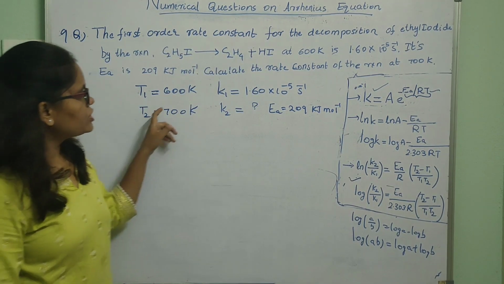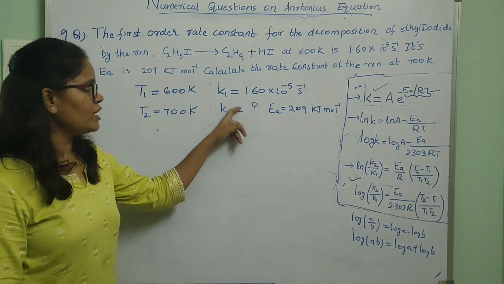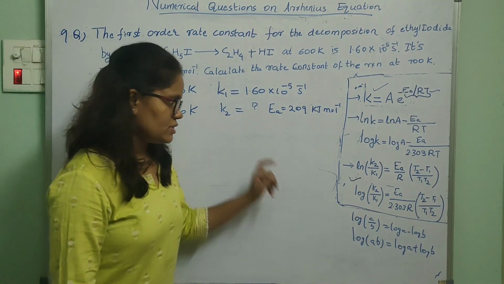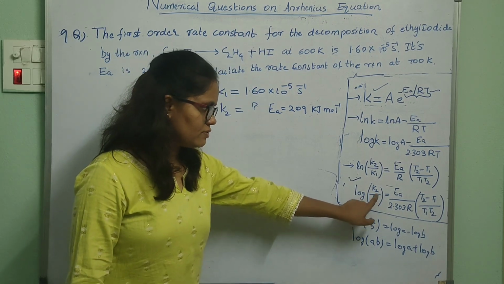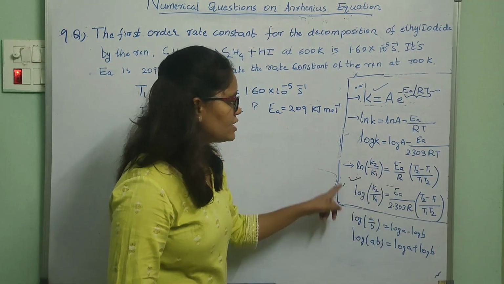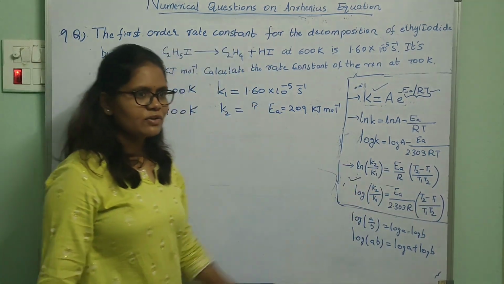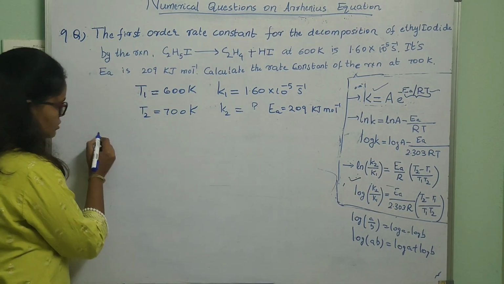So you have two temperatures, you have one rate constant, you have activation energy. You need to find the value of the other rate constant. So for that you can use this equation, right? So you have one rate constant, activation energy and two temperatures. So you can easily use this equation and find the value of K2. So I am substituting all these values in this equation.